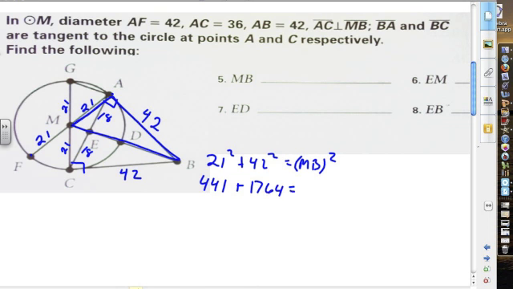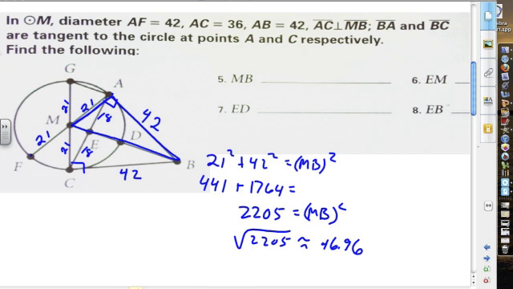42 squared is 1,764. And if I add those two together, I get 2,205. That's my MB squared. So if I square root that number, I get 46.96 for my length of MB.